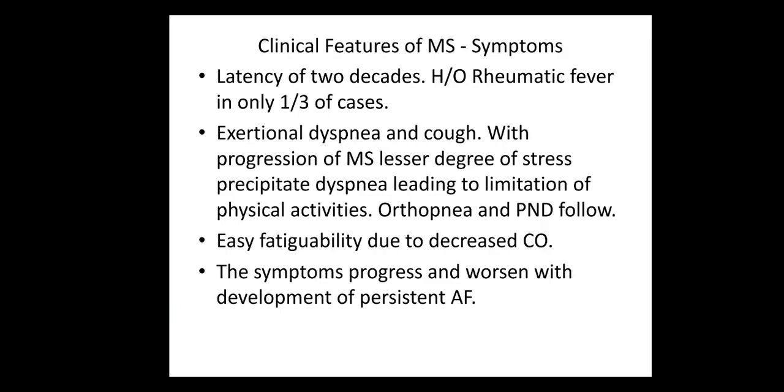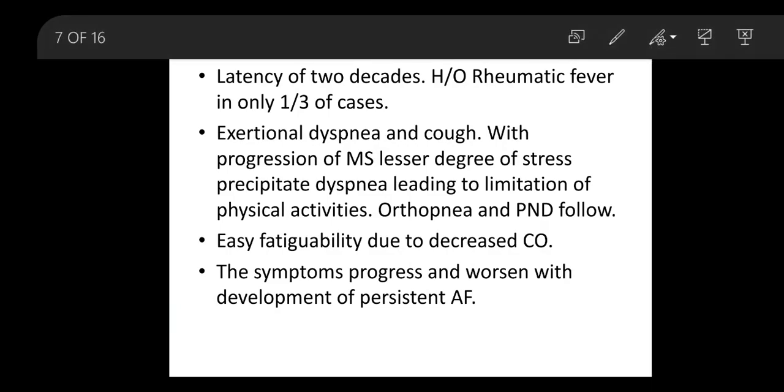So the classical symptom is exertional dyspnea or cough, which progresses as the degree of MS also increases. So there is a relentless progression, and it leads to limitation of physical activities, and the patient may end up with orthopnea and paroxysmal nocturnal dyspnea. So NYHA classification is assigned to the stage, as you know. So the patient has to be classified according to his symptoms.